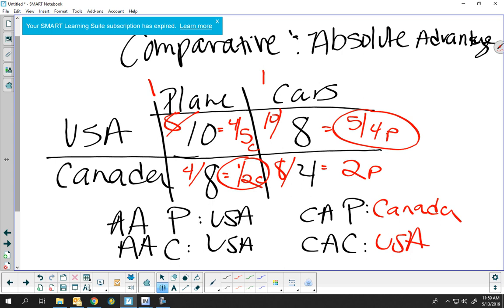I have seen that where they flip it, they put cars and planes on the left side, and then above they put USA and Mexico, or whatever, USA and Canada. But I would redraw it. I would put it in the table that you are most familiar with. So you do this. You're comparing numbers.